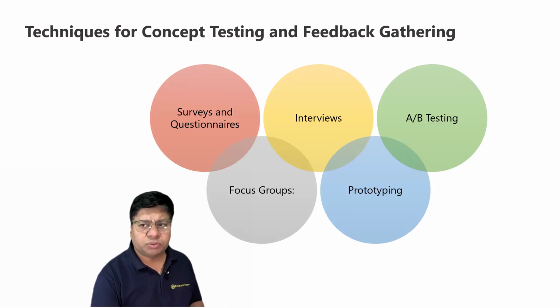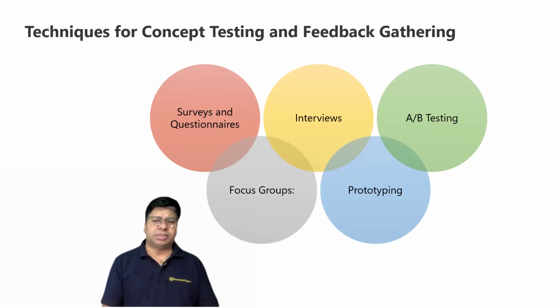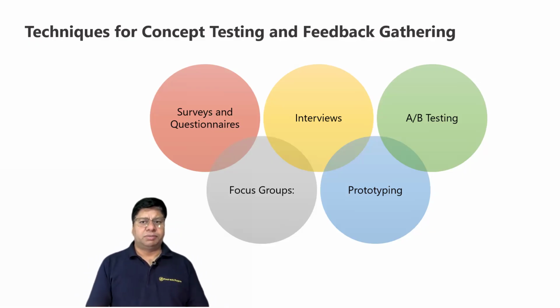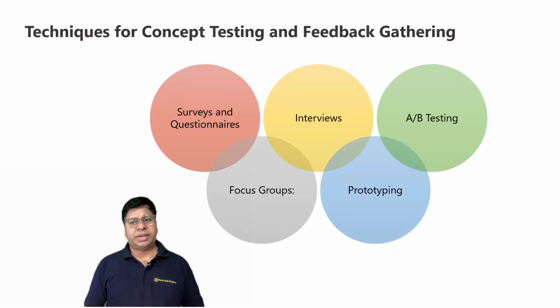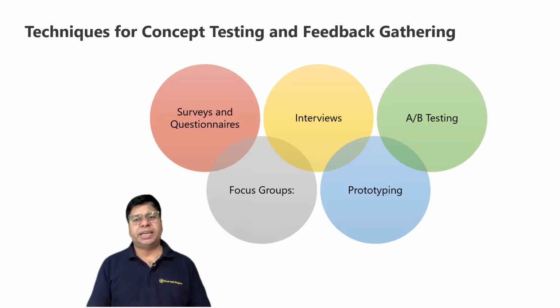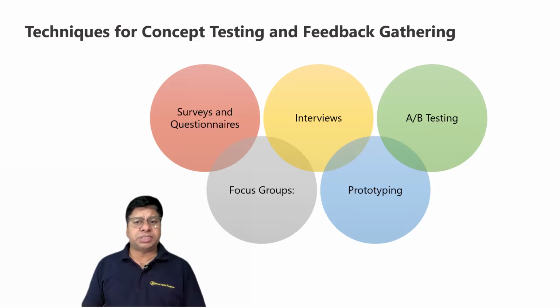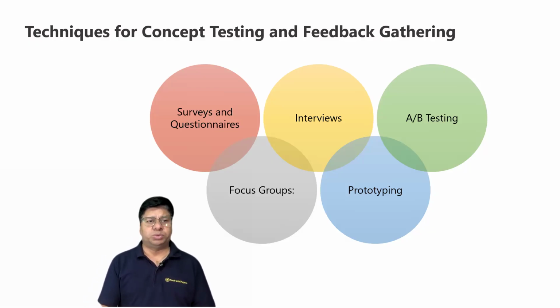The second is focus groups. A focus group brings 5 to 10 potential users together to discuss the concept. Like for a student productivity app, gather college students and explore how they manage their time and what tools they currently use. Use this to capture rich insights, reactions, and perceptions you might miss in one-on-one interviews.